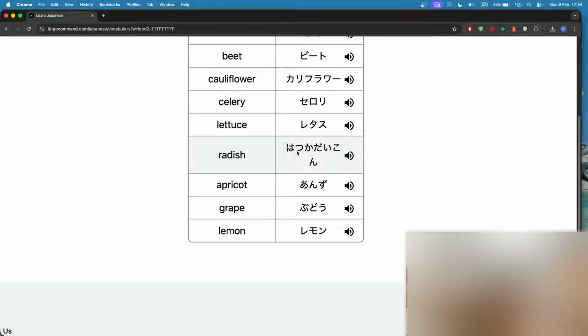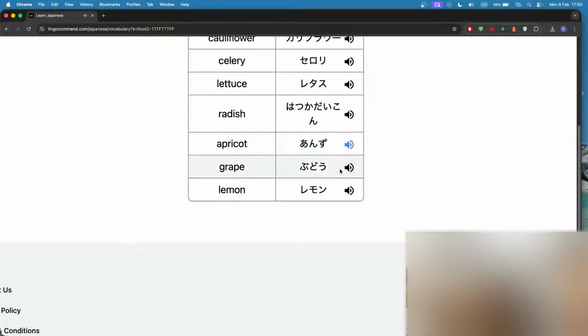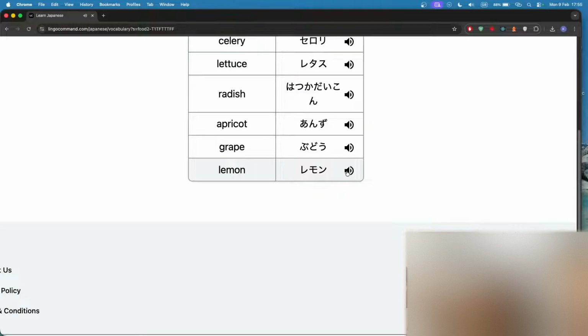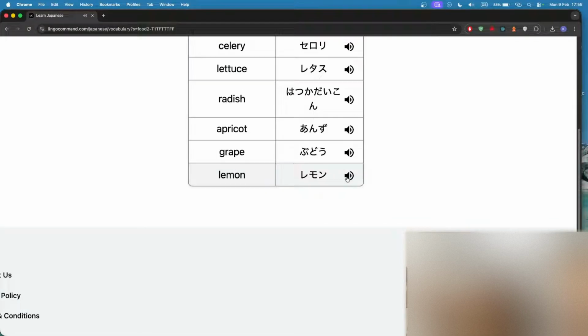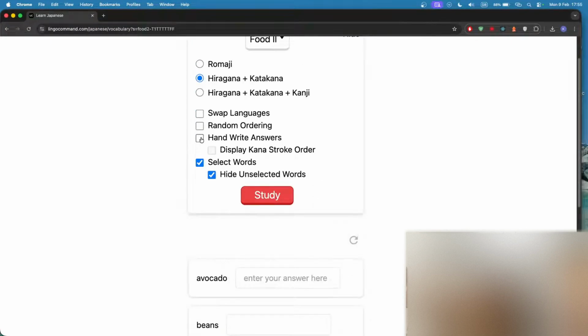Radish is Hatsuka Daikon. Hatsuka Daikon, 20日大根. Cool. Hatsuka Daikon is a radish. Anzu, あんず, is apricot. And this is Budo, it is a grape. ぶどう. And this is Remon, レモン. Remon, レモン. Okay.